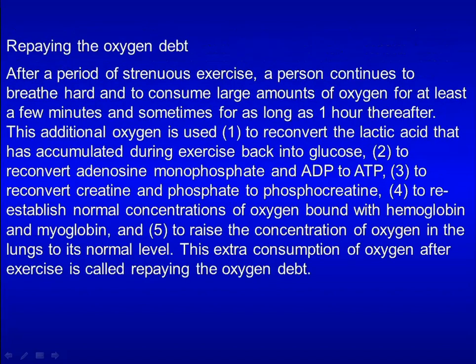After a period of strenuous exercise, a person continues to breathe hard and to consume large amounts of oxygen. This oxygen is used for 5 purposes. First, to reconvert lactic acid to glucose. Second, to reconvert ADP to ATP. Third, to reconvert creatine to phosphocreatine. Fourth, to re-establish normal concentration of oxygen bound with hemoglobin and myoglobin. Fifth, to raise the concentration of oxygen in the lungs to its normal level. This actual consumption of oxygen after exercise is called repaying the oxygen debt.